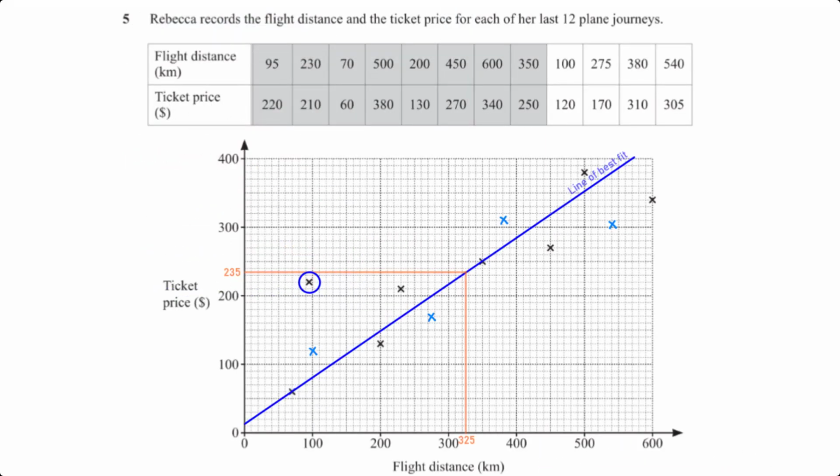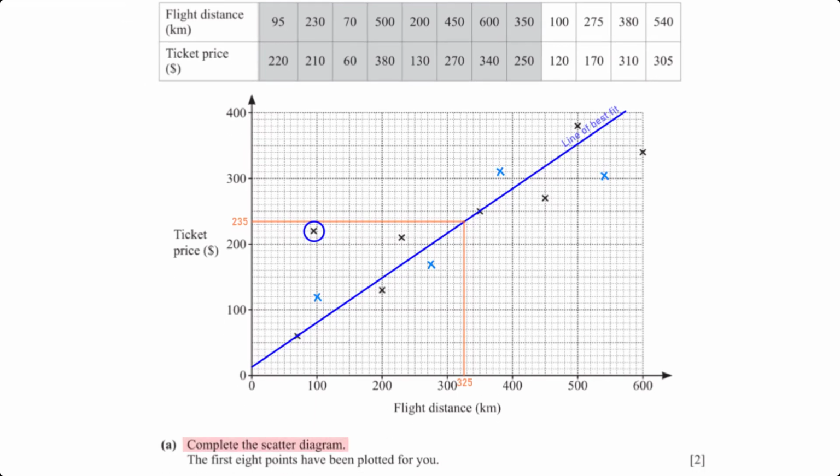Rebecca records the flight distance and the ticket price for each of her last 12 plane journeys. Complete the scatter diagram. The first 8 points have been plotted for you. On the grid, we plot the points 100, 120, 275, 170, 380, 310, and 540, 305.